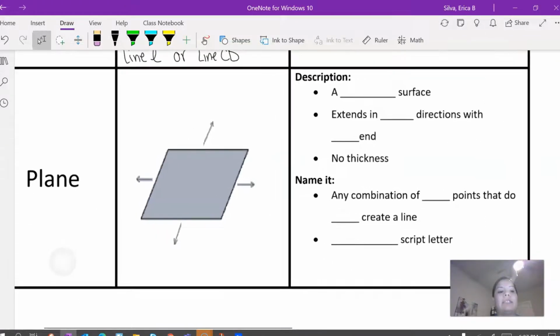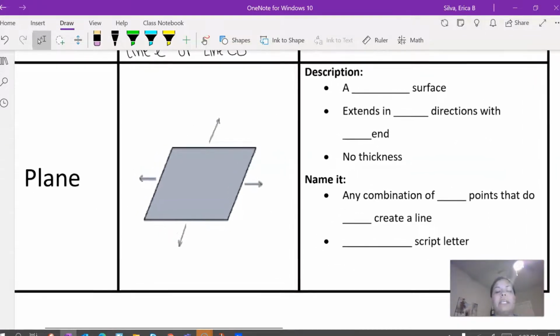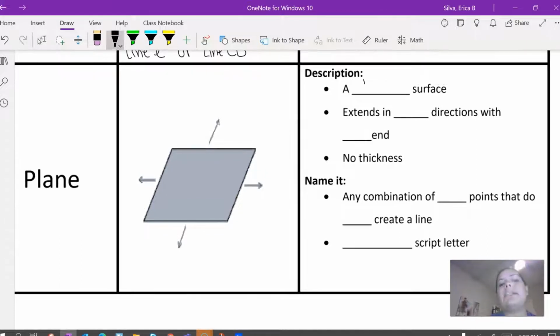And the last undefined term is a plane. Now, a plane is a flat surface that extends in all directions with no end. Notice how it's going in this direction, this direction, this direction, and this direction. Just like a line, it has no thickness.